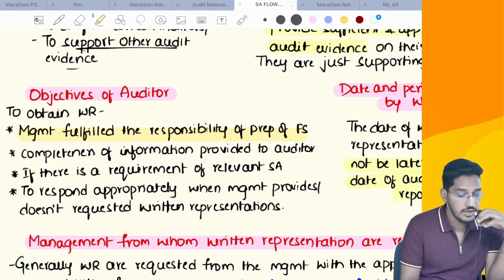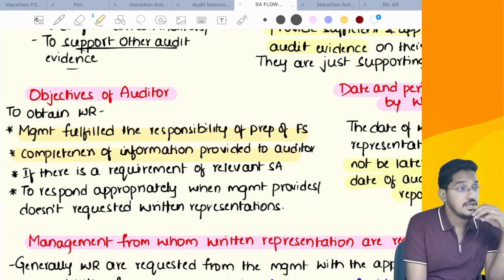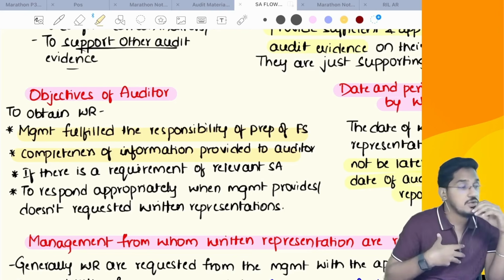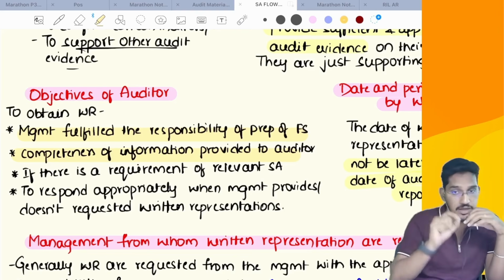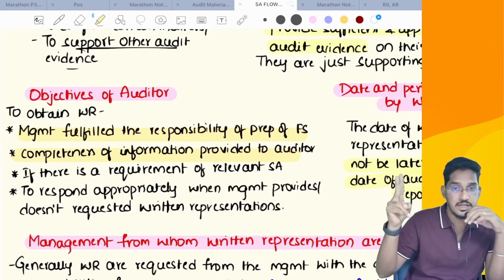And also every auditor should ask the management to give a written representation regarding completeness of information provided to the auditor. Basically, you should ask the management, sir, did you completely provide the information to me? Management will say yes. They will nod their heads. Stop them from nodding their heads. Ask them to write it on a piece of paper and give it to me. So 2 matters: compulsory written representation.